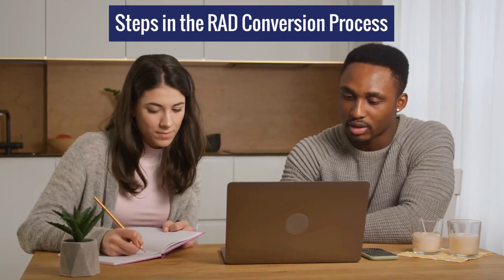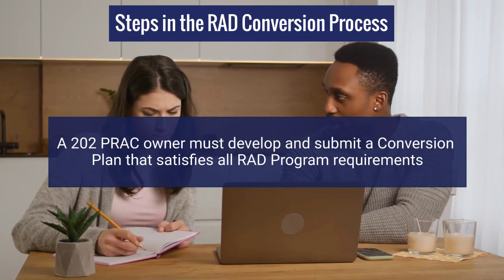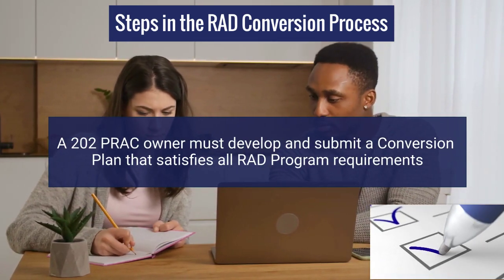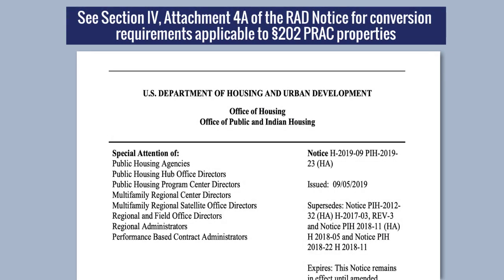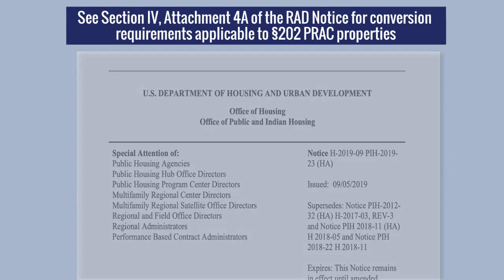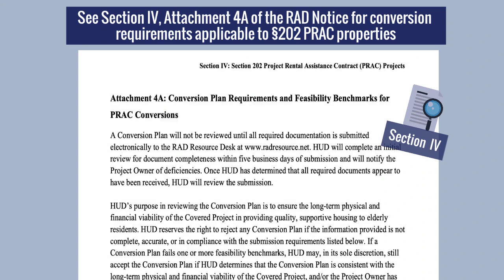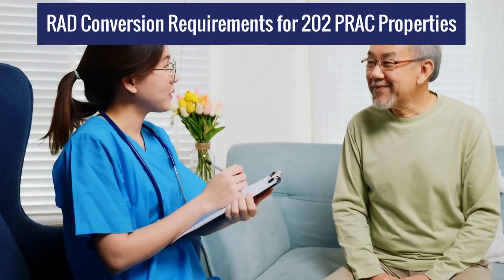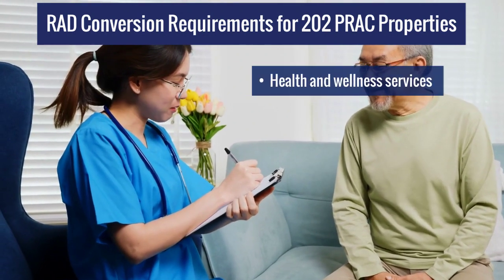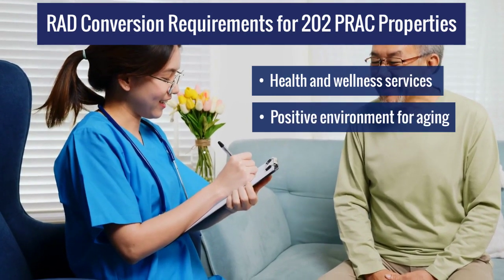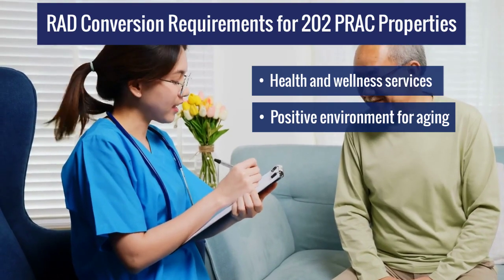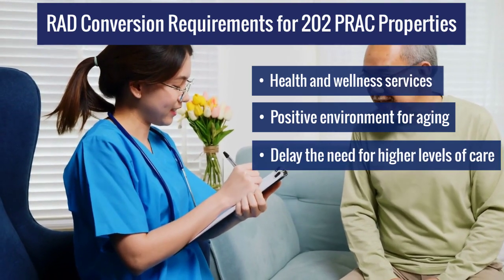To qualify for RAD conversion, a 202 PRAC owner must develop and submit a conversion plan that satisfies all RAD program requirements. A complete list of the conversion requirements applicable to Section 202 PRAC projects can be found in Section 4 of Housing Notice H-2019-09. These requirements include a commitment to assist in coordinating the provision of health and wellness services to elderly residents, enable them to continue to age in a positive environment, and delay the need for higher levels of care.